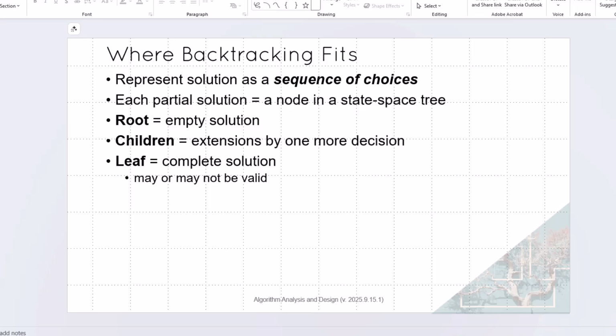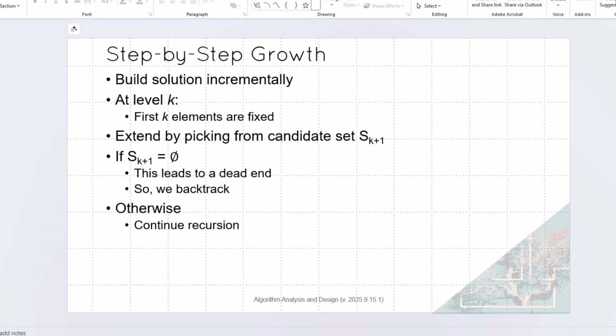It represents the solution as a sequence of choices. Okay, so we keep track of the choices. Each partial solution is a node in a state space tree. The root could represent an empty solution. Children would be extensions by one more decision. And when they have children, that's one more decision. But you can always go back. That's kind of the idea. When you get to a leaf, though, you have a complete solution. Now, that solution may or may not be valid, okay? But you could get to the leaf.